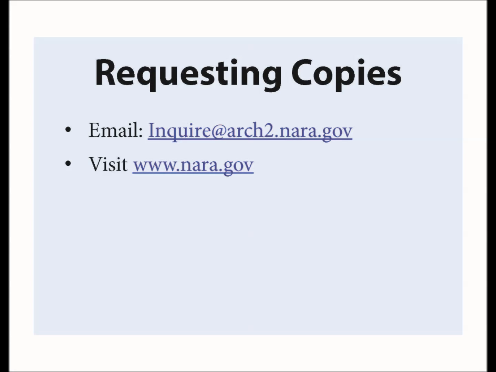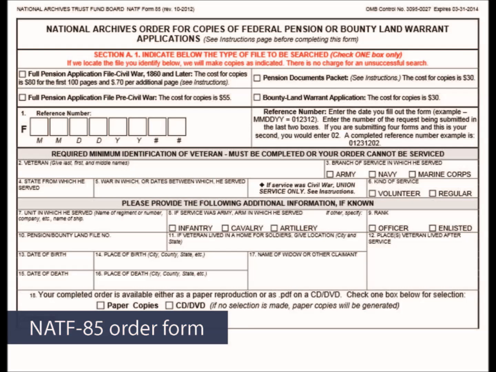Requesting copies of these cards. Again, it's the same as getting the compiled military service records, but instead of form NATF 86, you want NATF 85. Now the cost of getting a pension is slightly more expensive than getting an individual compiled military service record. The cost is $80 and they will copy up to 100 pages. Again, they will put it in both paper or CD or DVD copy for you. If it's over 100 pages, the charge is 70 cents per additional page.